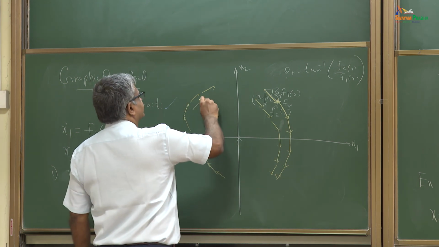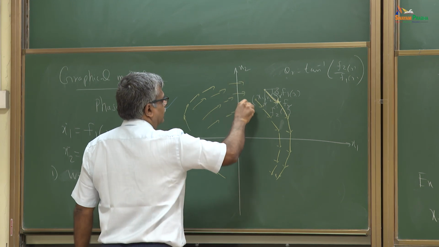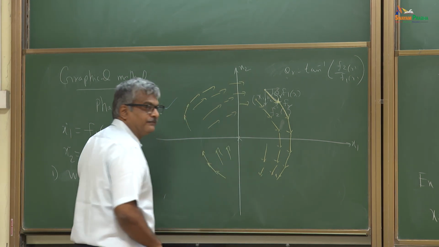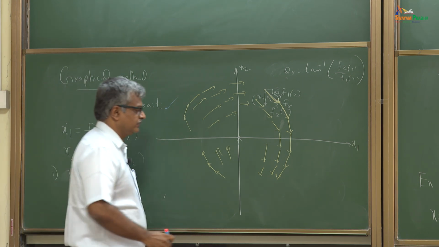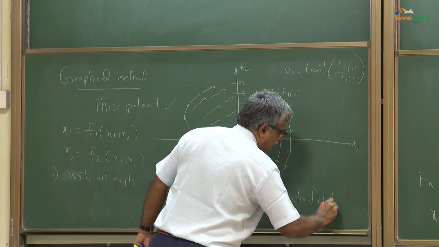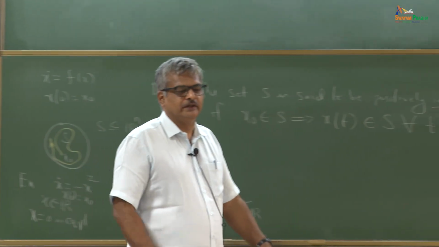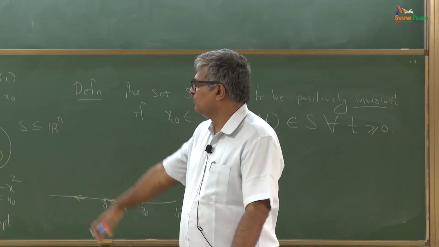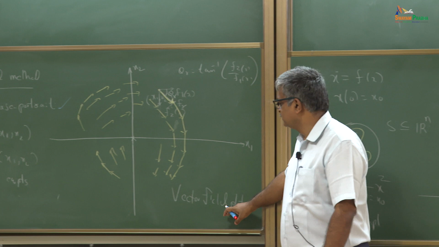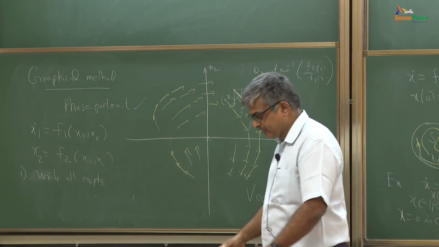So you fill up your plane with these vector fields. Okay. So this is called a vector field plot. Okay. So you can use the Mathematica package to draw this. There's a command called StreamPlot. Okay. So you can use that command to draw this. You just supply F1 and F2, it gives you the vector field plot.